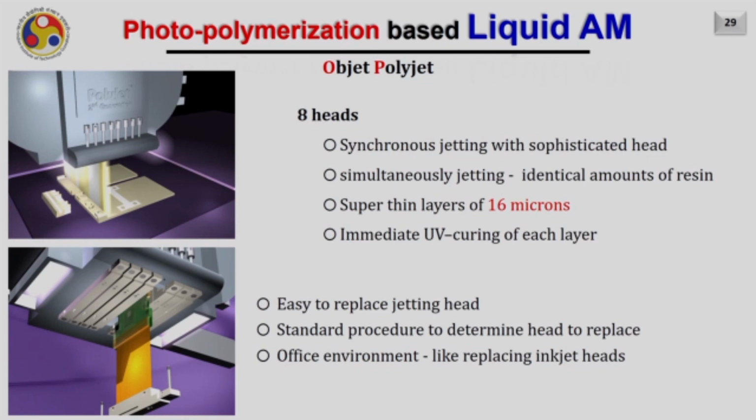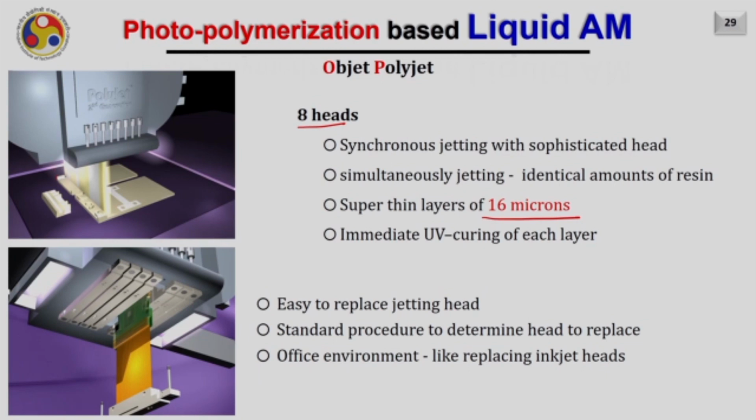Usually in the conventional Objet PolyJet process, 8 heads are used and they are synchronously jetting with the sophisticated head. They can also simultaneously do the jetting of an identical amount of resin from all the nozzles. They can provide a very super thin layer of up to 16 microns, and due to this UV light coming, immediately each and every layer gets cured.